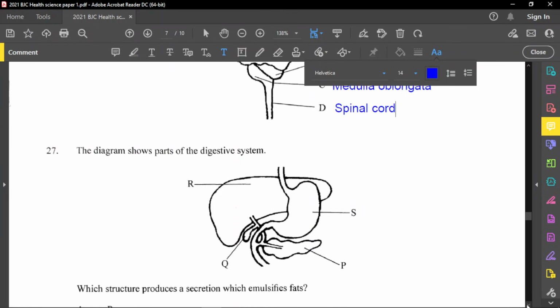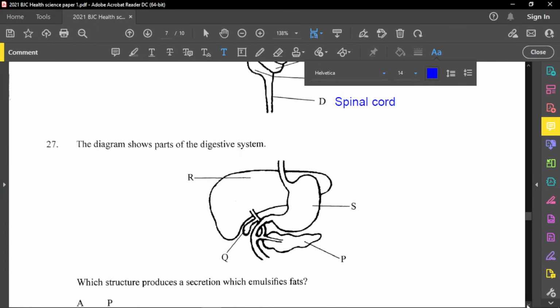Question number 27 here. It said the diagram shows part of the digestive system. Again, let's do a quick label. I know by now everybody knows that this is the liver, the largest internal organ of the body. Then we have here our stomach, and this is our pancreas. And then here we have what we call a gallbladder. The gallbladder is what stores bile, and the liver produces bile.